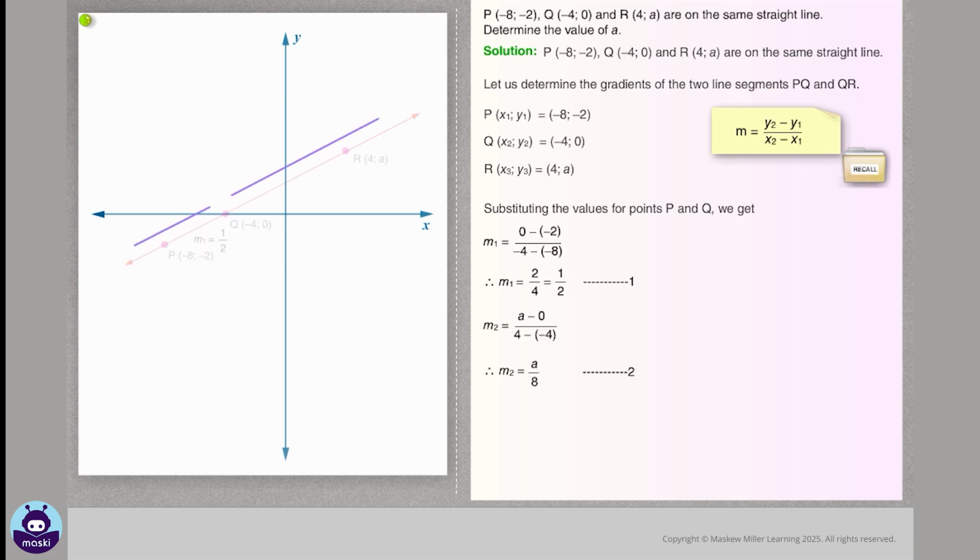PQ and QR are line segments on the same line. The gradients of the same line are equal. Therefore, m1 is equal to m2.